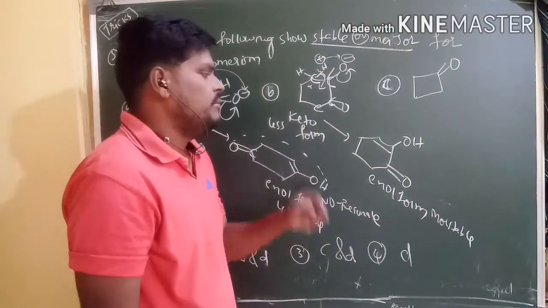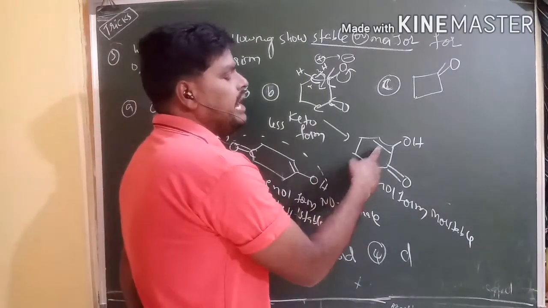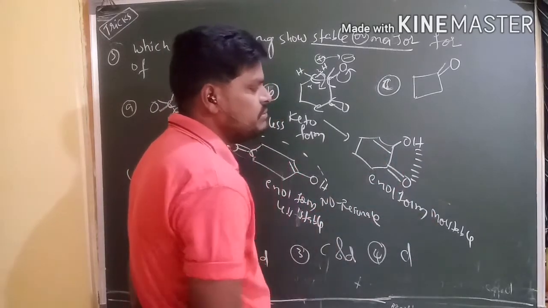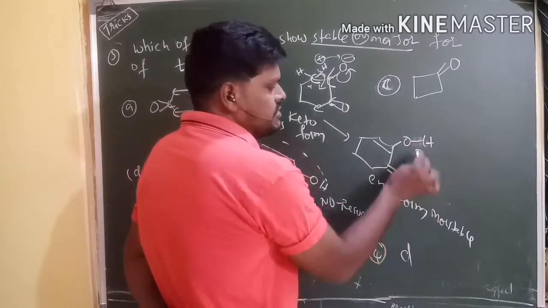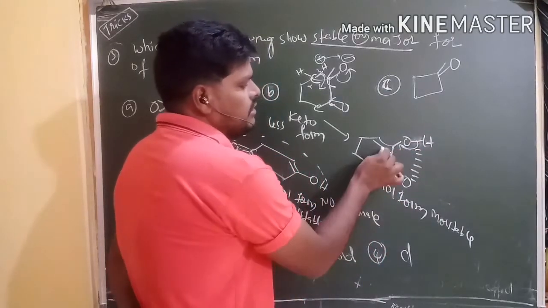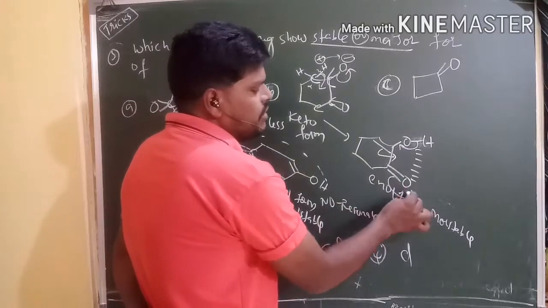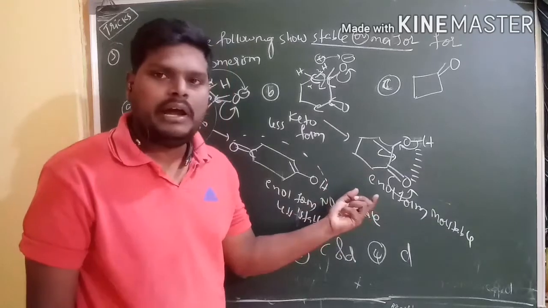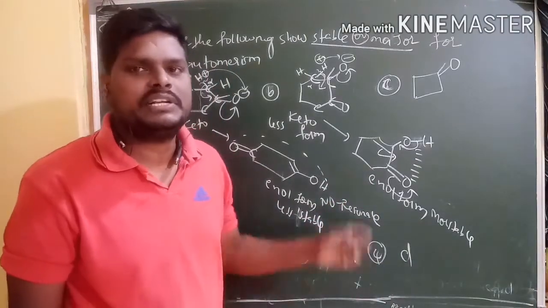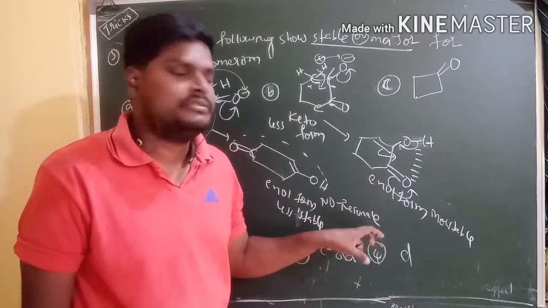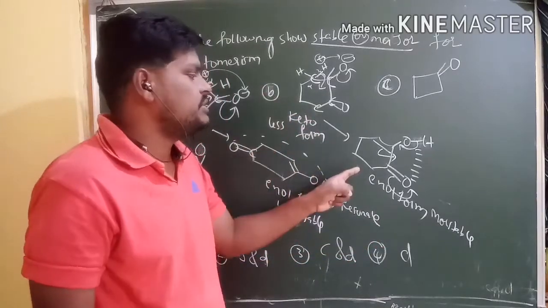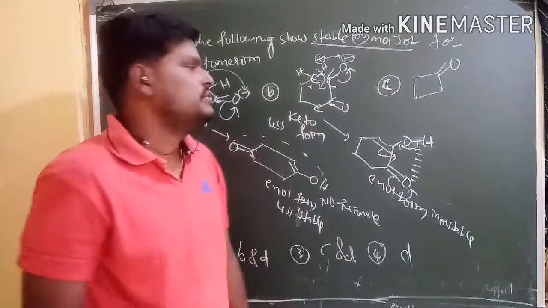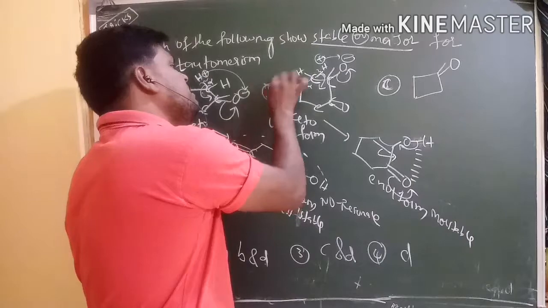Why, sir? Because here resonance is possible and intramolecular hydrogen bonding is also possible. This bond rotates here, this bond rotates here, and this bond rotates here. So resonance is possible. That's why it is more stable, and hydrogen bonding is also possible. So it is a more stable compound than the keto form. So the second option is the stable or major form for tautomerism. Option B is correct.